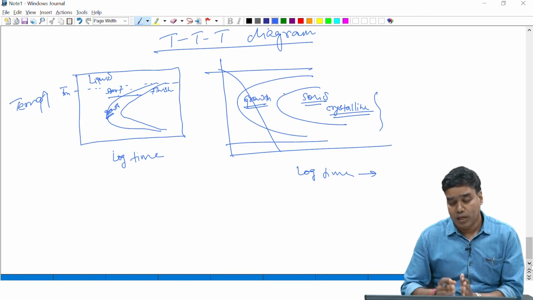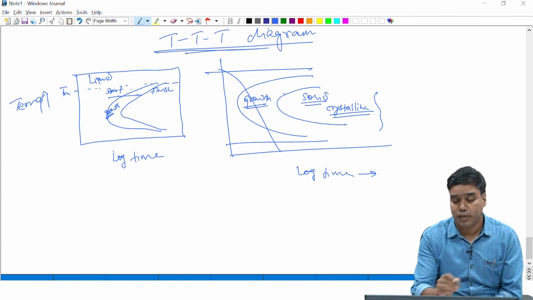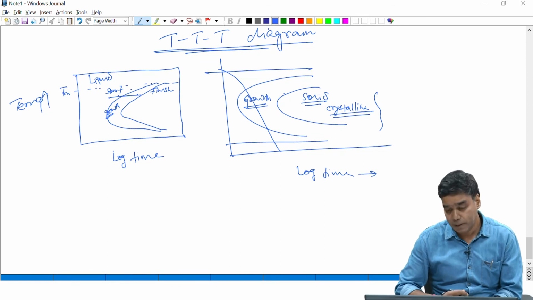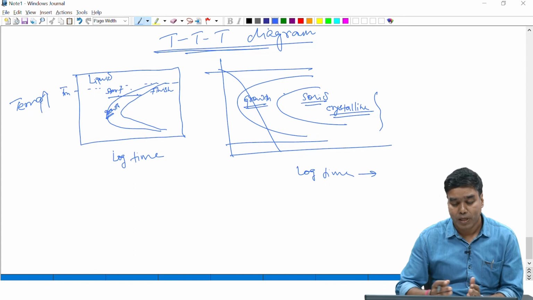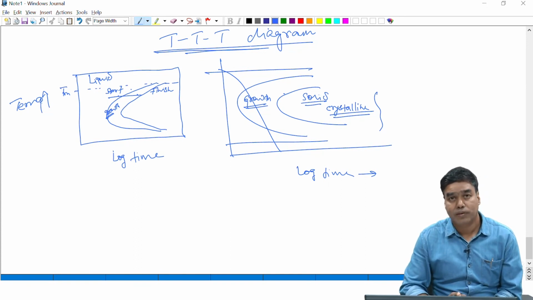Okay. So, this is the diagram, the TTT diagram that we will be discussing in more detail to understand this particular phenomena, but today this is all I will have. Thank you for your attention.